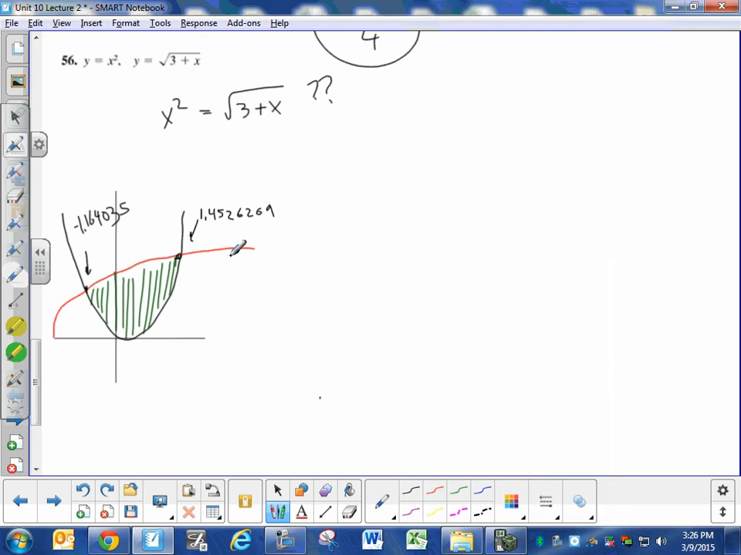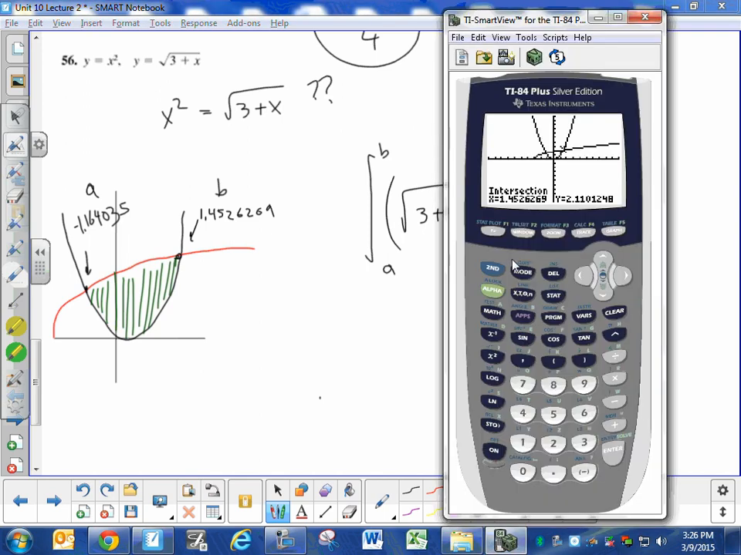Okay. So it turns out we're going to have the integral from, I'm going to call this A and this is B, from A to B of the square root function, which is above, minus the x squared function, which is below. And I will plug that into my calculator and find out the value.